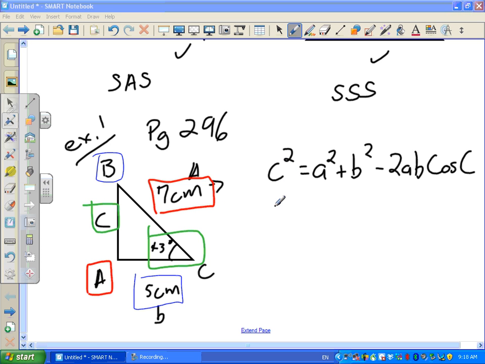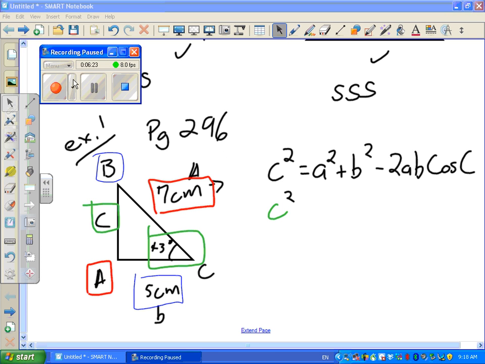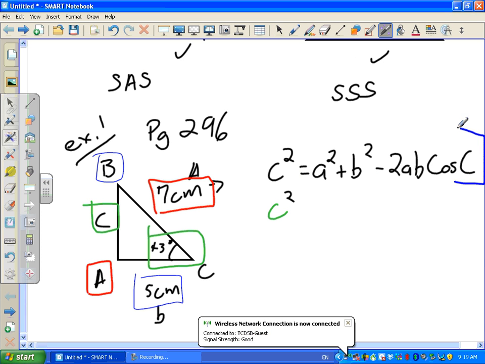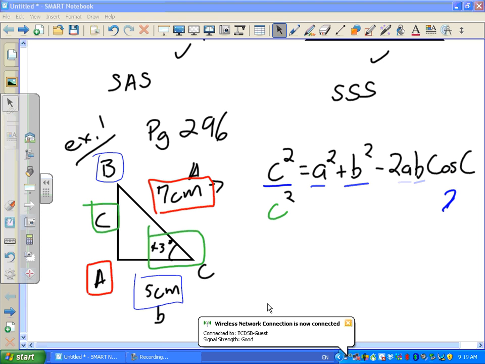We're still looking for side C. We don't know what it is. The only variable in this formula that is an angle is this right here, C. The rest of these are sides: side, side, side, side, and side. There's only one angle in this formula, and that's the one attached to cosine C.